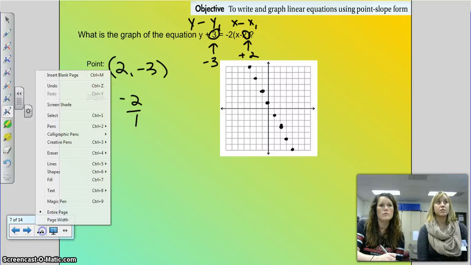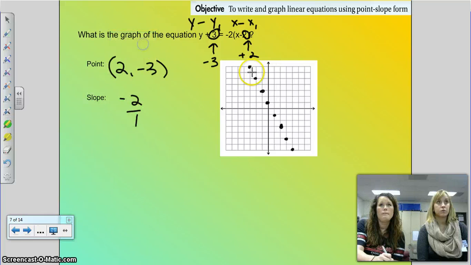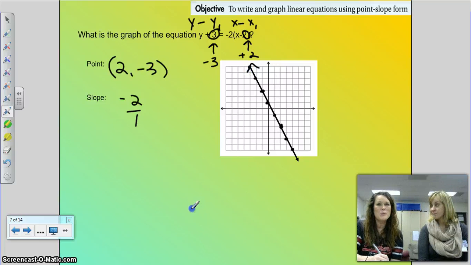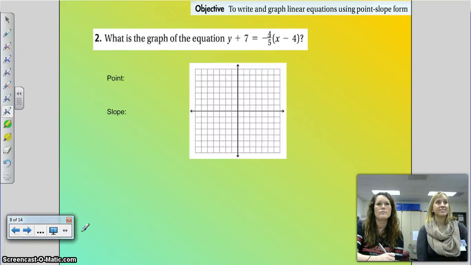Grab your ID, grab something. Oh man, I didn't put a line on here. Got it. We got it. And we draw our line. Arrows on both ends. There you go. So pretty.